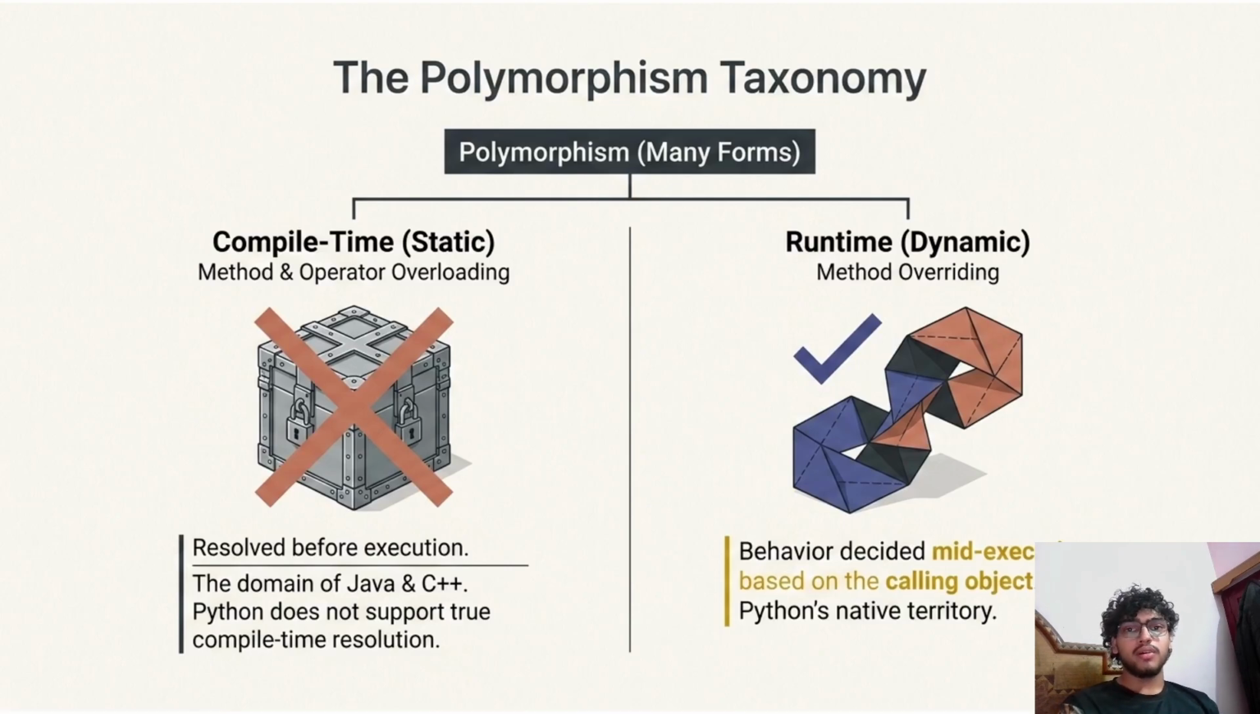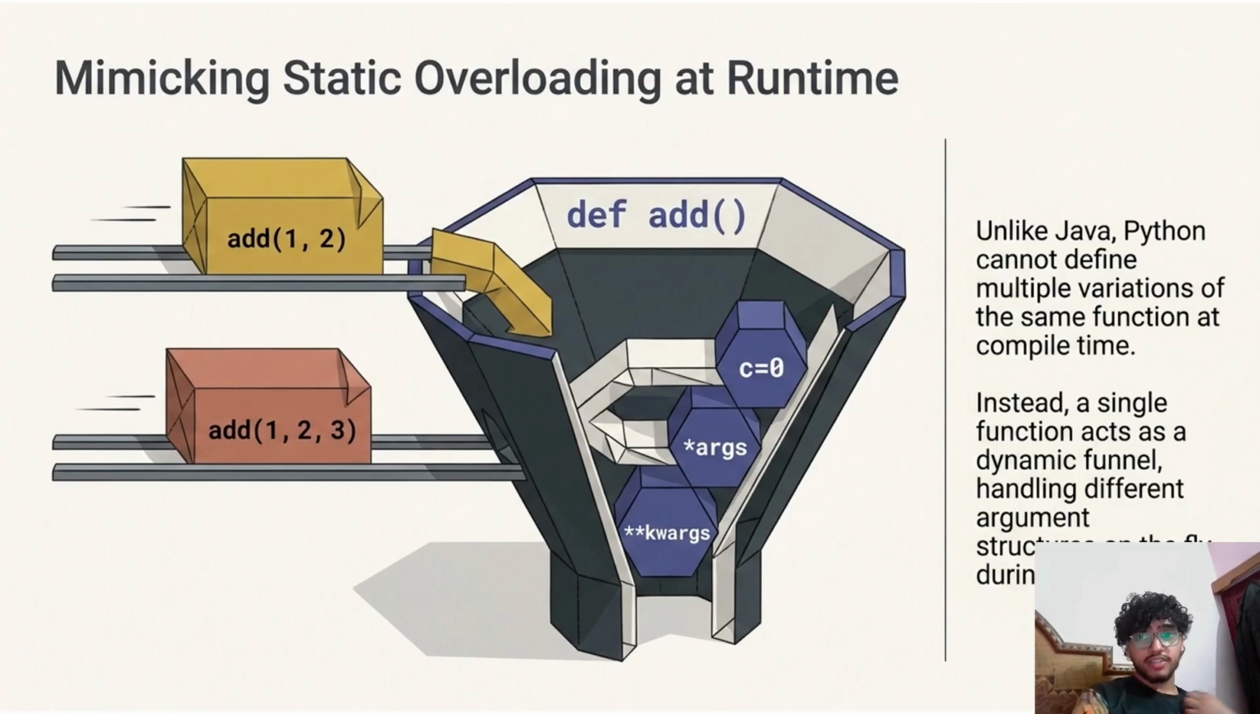So Pythonic polymorphism taxonomy. Polymorphism means many forms. Compile time, in static, is method and operator overloading resolved before execution. This is the domain of Java and C++; Python does not support true compile time resolution because it uses an interpreter. Now runtime is dynamic method overriding. Behavior is decided mid execution based on the calling object, Python's native territory. So it's mimicking static overload at runtime.